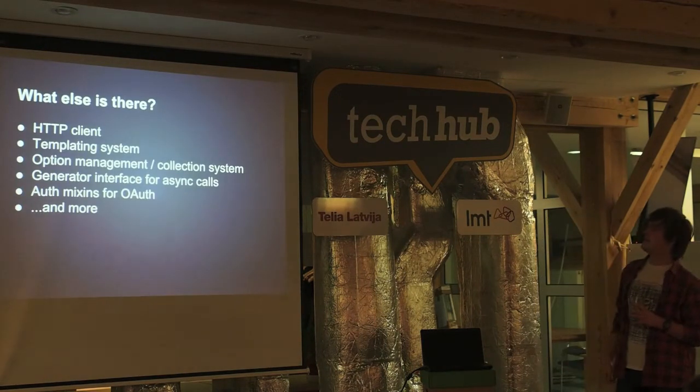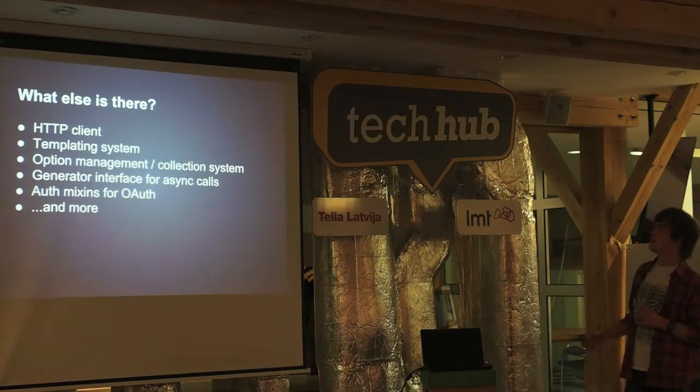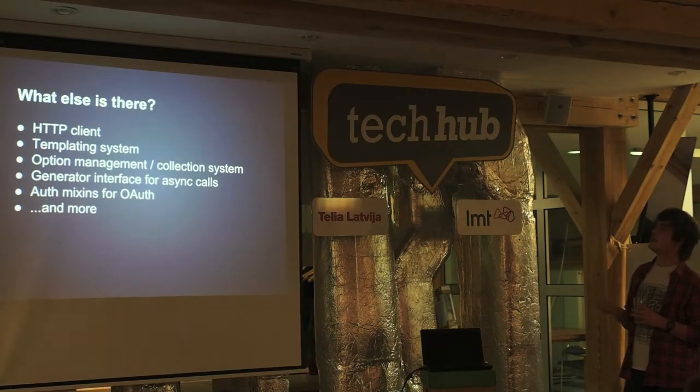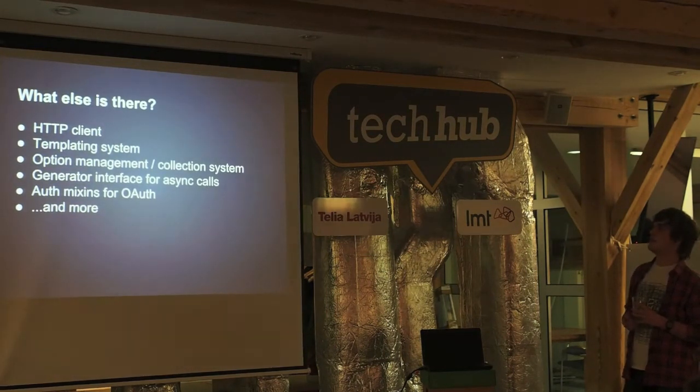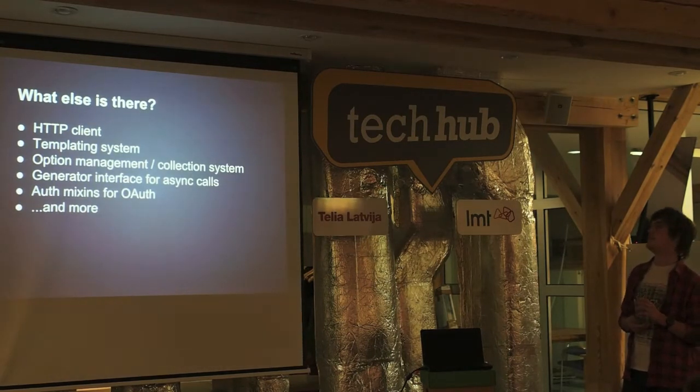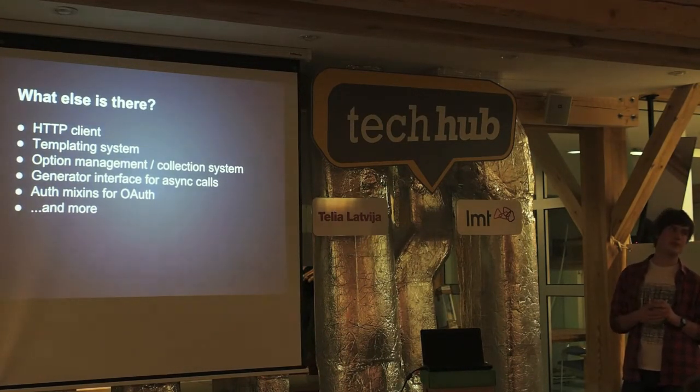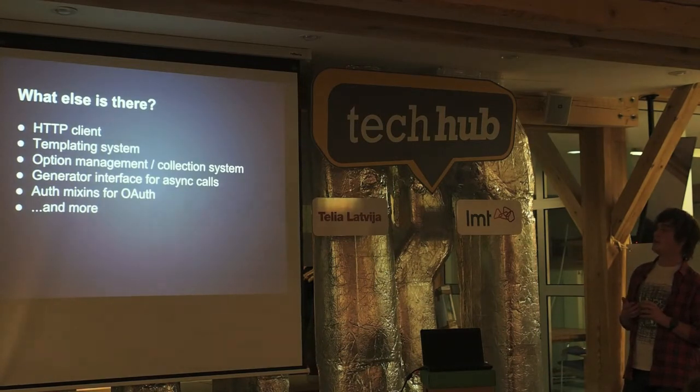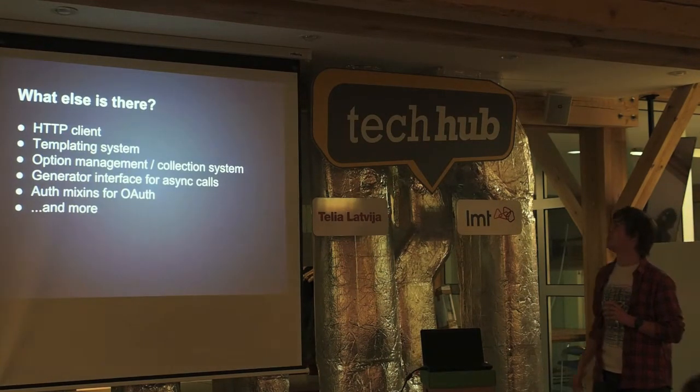So there are other things included in there as well. There's the HTTP client, as I said. There's a templating system. There are option management tools. There's a generator interface for synchronous calls. I'm going to talk about those shortly. There is an auth mixin for auth and subclasses for Facebook and Google. And there are some other batteries included, but it's not a kitchen sink framework. There's just the bare minimum for making things.